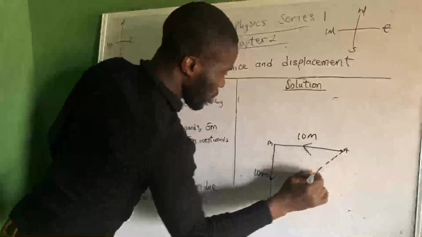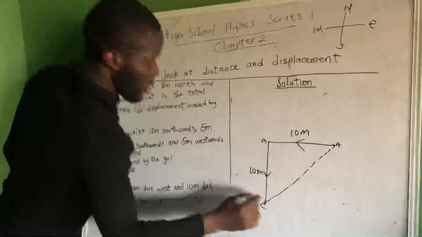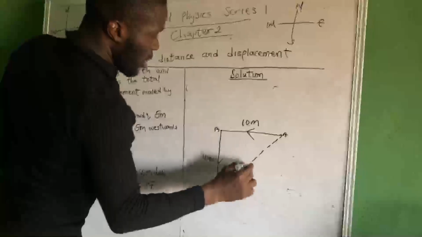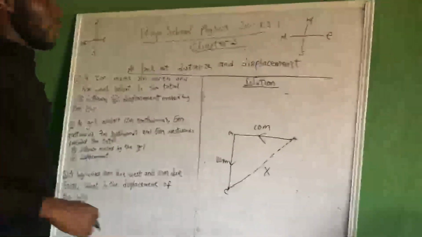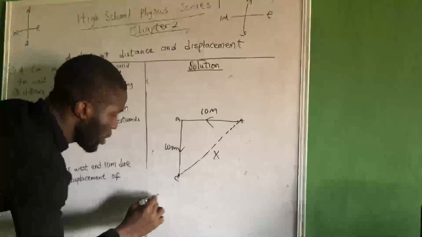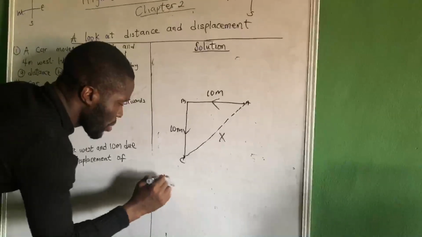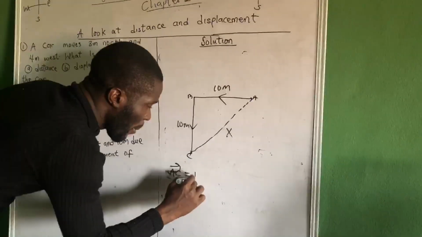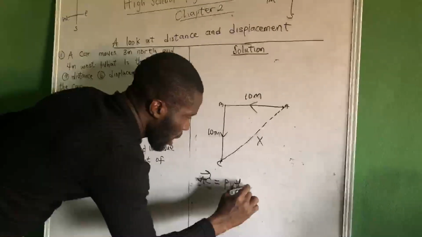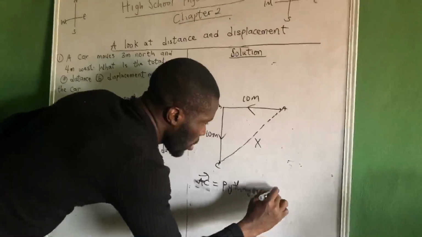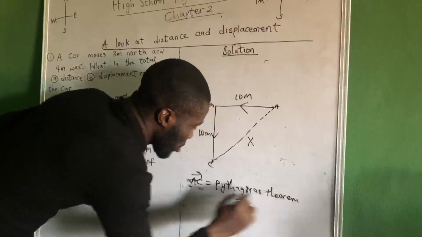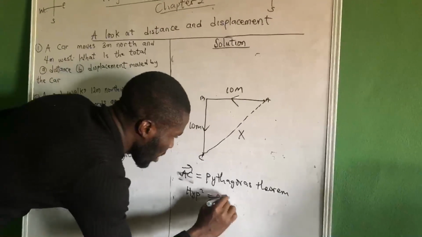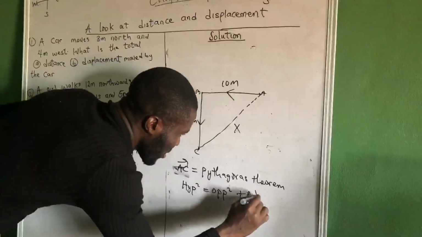What are we told to do? Just join this together. The total displacement, call this C. That's the distance from the starting point. This is the starting point and this is the end point. So call that X. That will be C, or better still, AC will be what? Will be gotten from Pythagoras theorem. Again, what is Pythagoras theorem? That's hypotenuse square equals opposite square plus adjacent square.